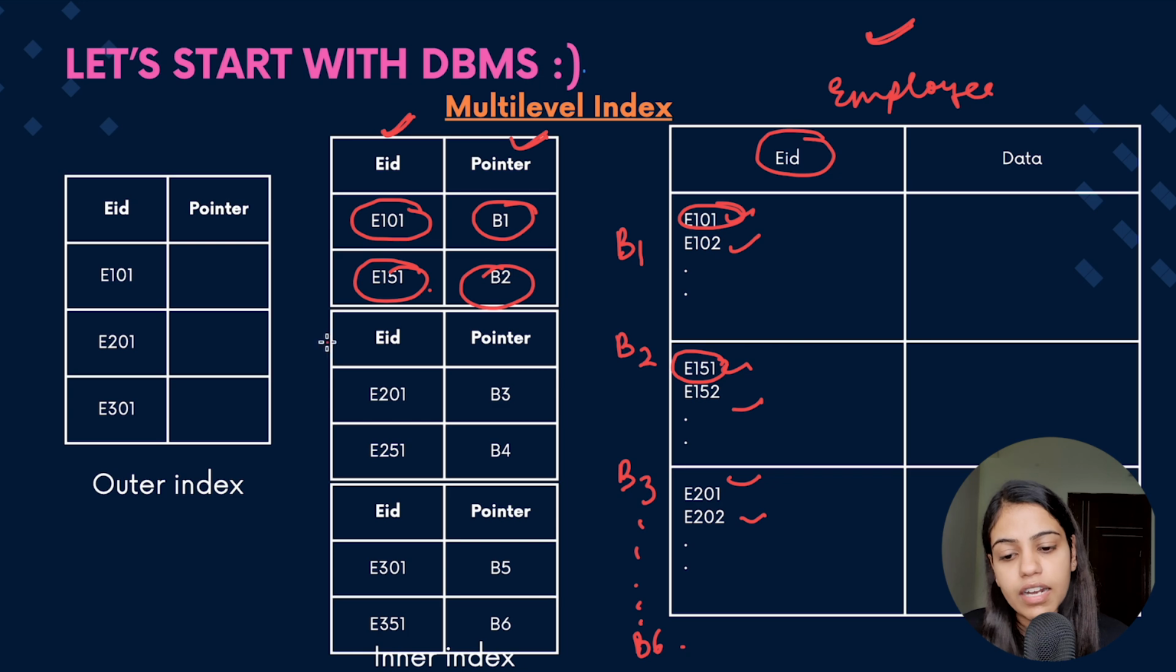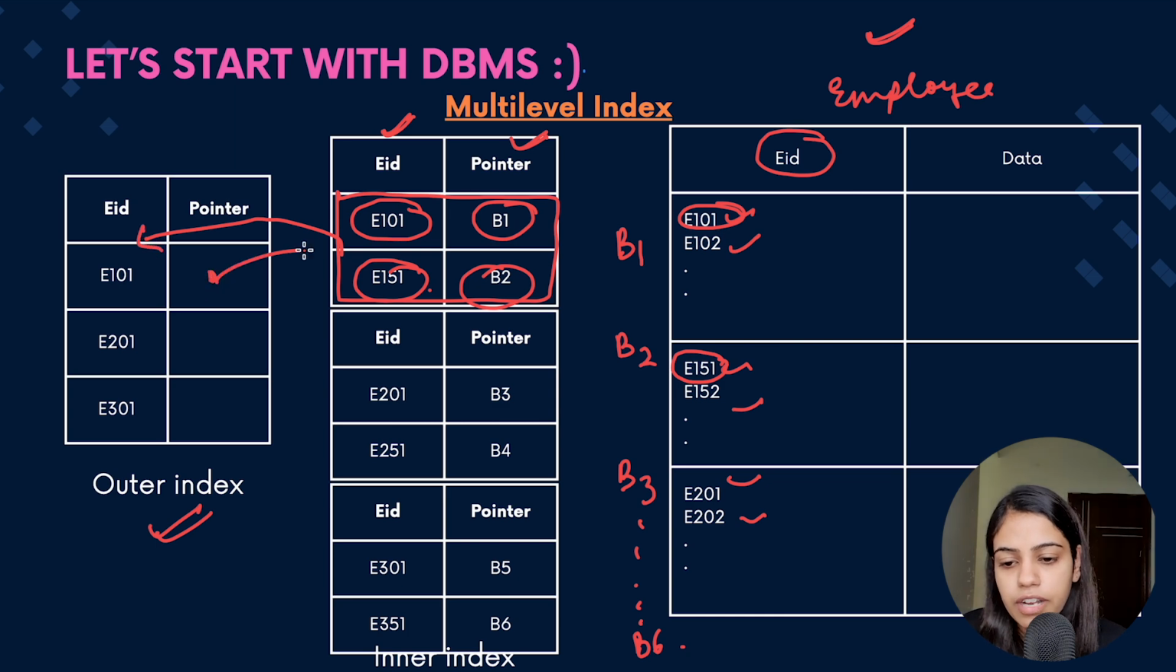Here you can see that our index table is getting bombarded with a lot of entries, and I have only considered some of the data. In the real world there are lakhs and crores of data, right? So what we will do is create an outer index, and in this outer index we'll group the data which is present in the index table, and then for that particular group we'll provide the EID and the pointer to that group.